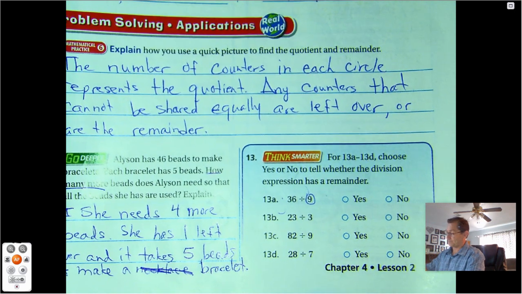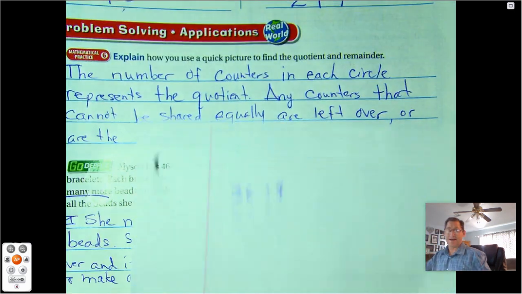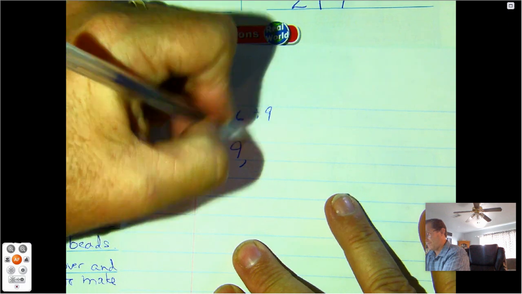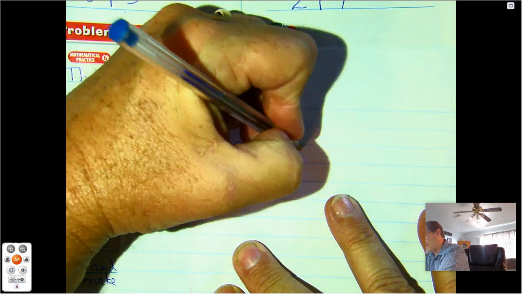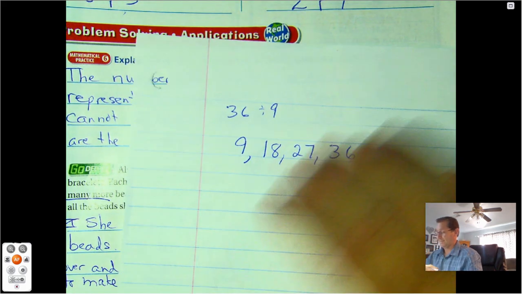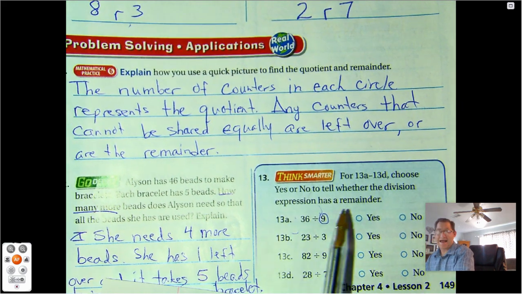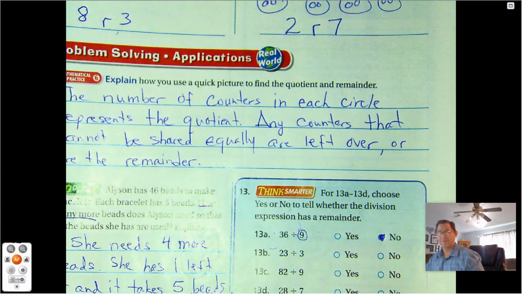36 divided by 9. Now I'm just going to skip count by 9. You can draw it out. You can use counters if you need to. 9 plus 9 is 18. 18 plus 9 is 27. 27 plus 9 is 36. So yes, that would have no remainder. Tell whether the division expression has a remainder. This one does not have a remainder, because 4 9s would equal 36.